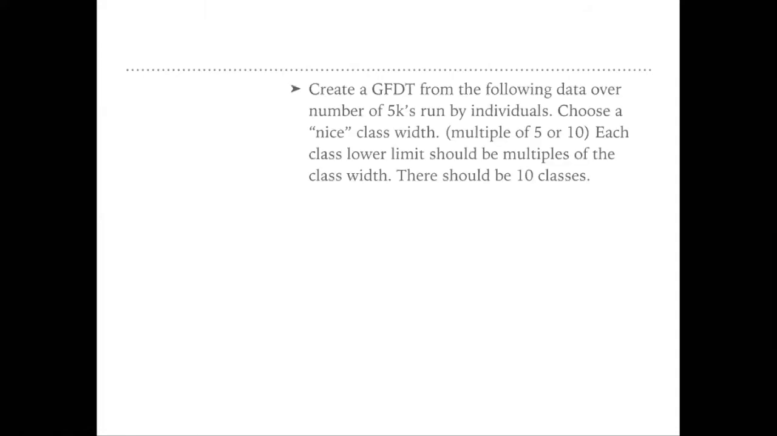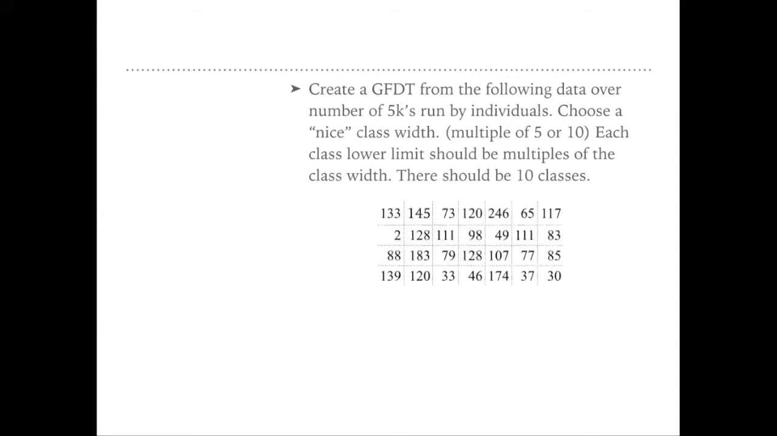So with that being said, I think we're ready to go ahead and try to construct a grouped frequency distribution table together. And this example here that we're going to see has a few special instructions with it. Just like I mentioned on the previous slide, we always want to pay attention to if it has special instructions. So it says, create a grouped frequency distribution table from the following data over a number of 5Ks run by individuals. Choose a nice class width, so either a multiple of 5 or a multiple of 10. Each class lower limit should be multiples of the class width, and it says that there should be 10 classes.